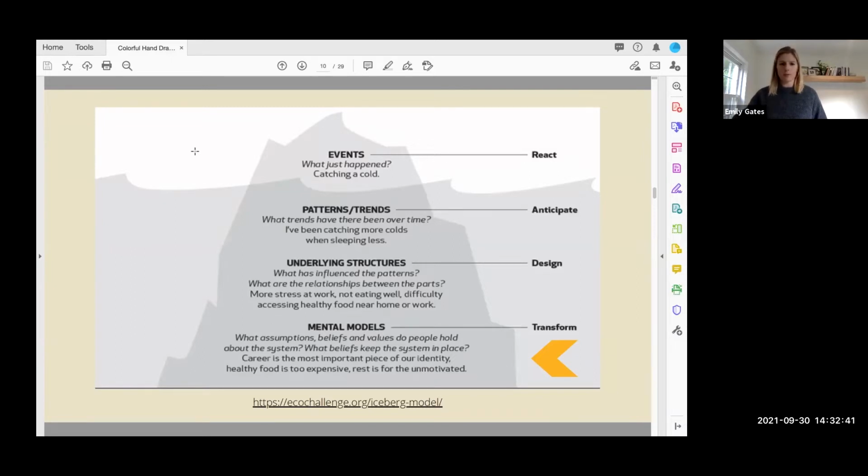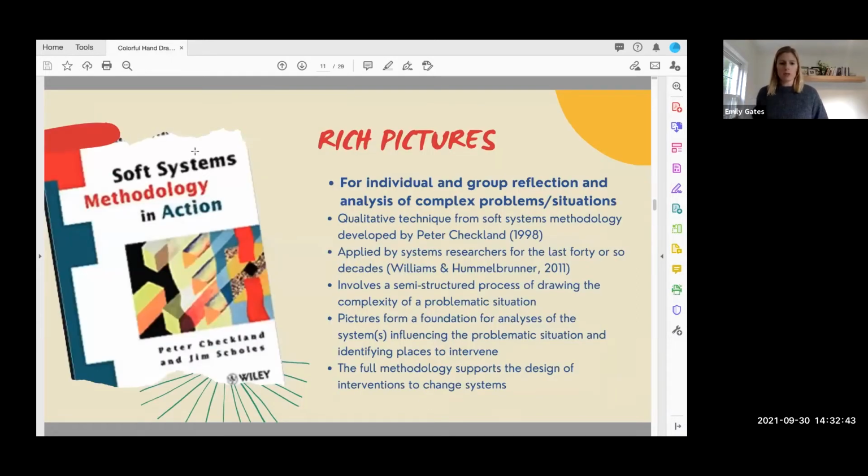So rich pictures, I think soft systems methodology was in the 70s, I want to say. It's been around for a while, it's evolved. So it's one of those methodologies that's really meant for practice. And so there are many iterations of application. Peter Checkland is the founder of it. This book is 1998, but the one earlier was several decades before that.